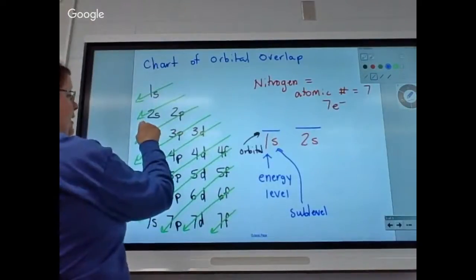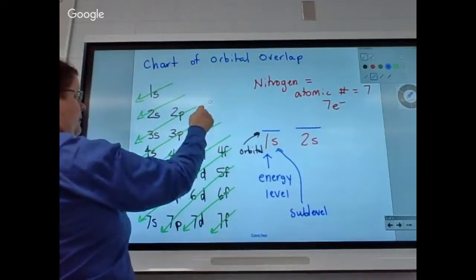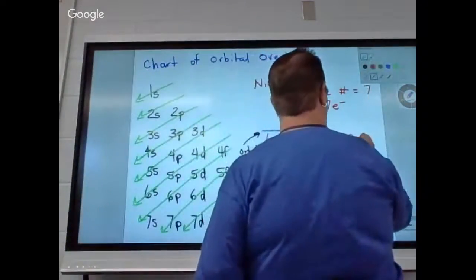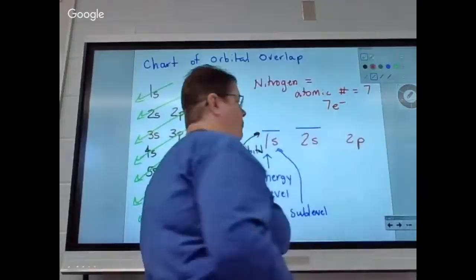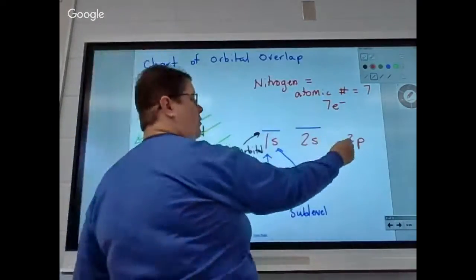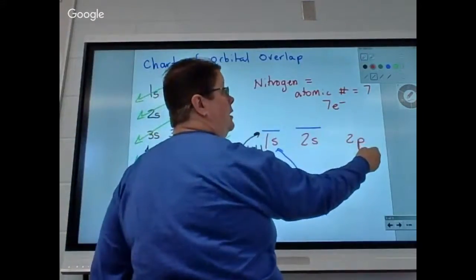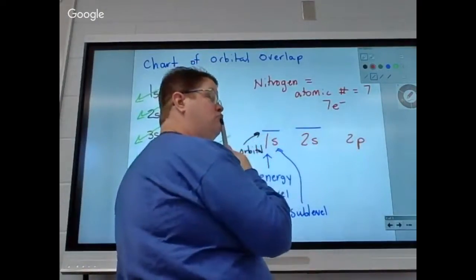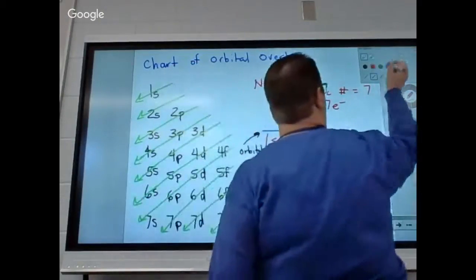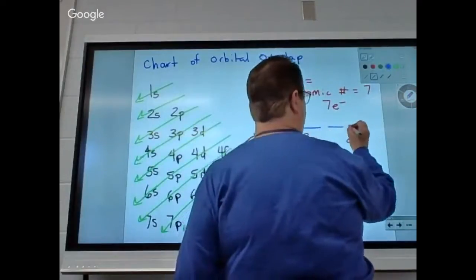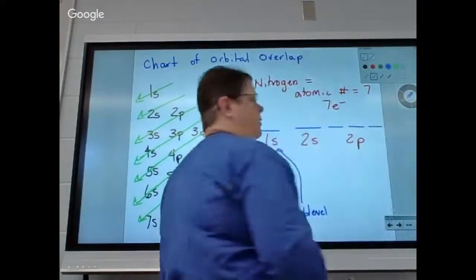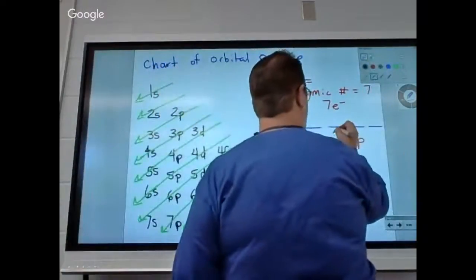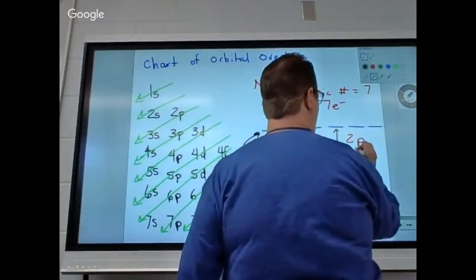What comes after 2s? 2p. So I'm going to put 2p right here. All right, now, that's my energy level. That's my sublevel. I need my orbitals. How many orbitals does P have? 3. So I'm going to draw how many lines? 3. 1, 2, 3 lines. Okay, those are my orbitals. These lines right here are my orbitals.